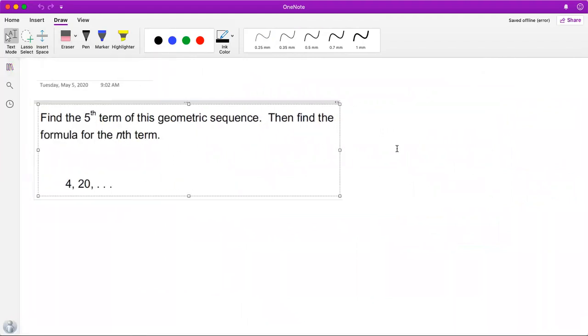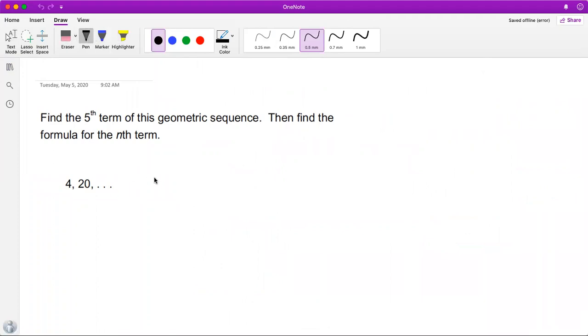So here's one that says a geometric sequence. So it tells me this is geometric, so I know it is. It says to find the fifth term. Okay, so A1 is 4. A2 is 20. Looks like I'm multiplying by 5 each time. A3 is 100. A4 is 5 times 100, it's 500. And A5 is 5 times 500, which is 2,500. So here are your first 5 terms. So that part is done.